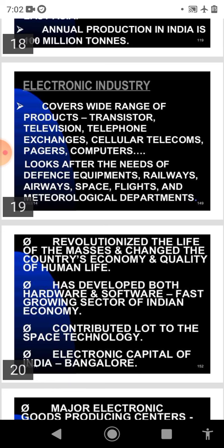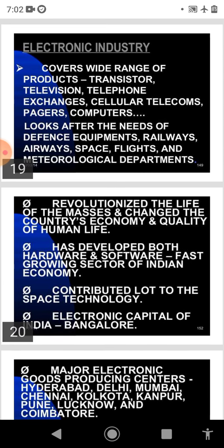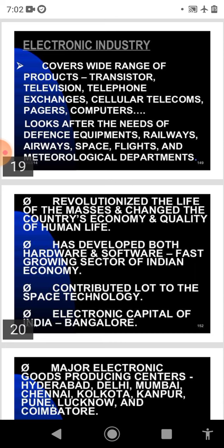India has made significant progress in electronic and computer technology from 1996-97 to 2001-02. The industry grew by a factor of over 3 times. Bangalore is the largest center of electronic goods production and is rightly termed as the electronic capital of India. The other producing centers are Hyderabad, Delhi, Mumbai, Chennai, Kolkata, Kanpur, Pune, Lucknow, Jaipur, and Coimbatore.